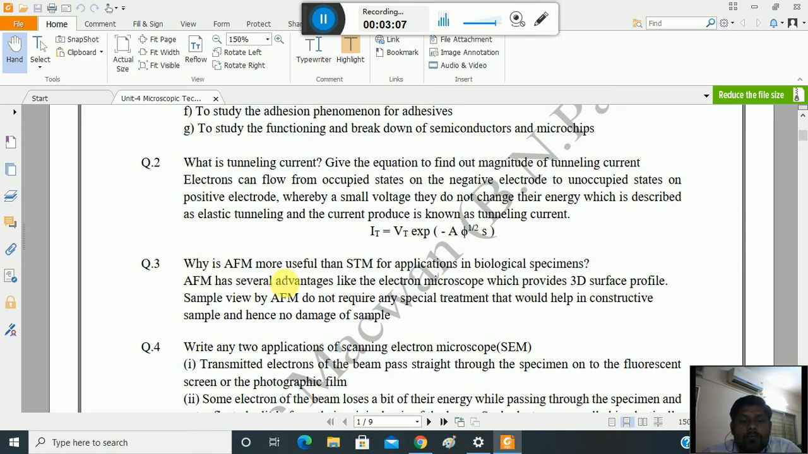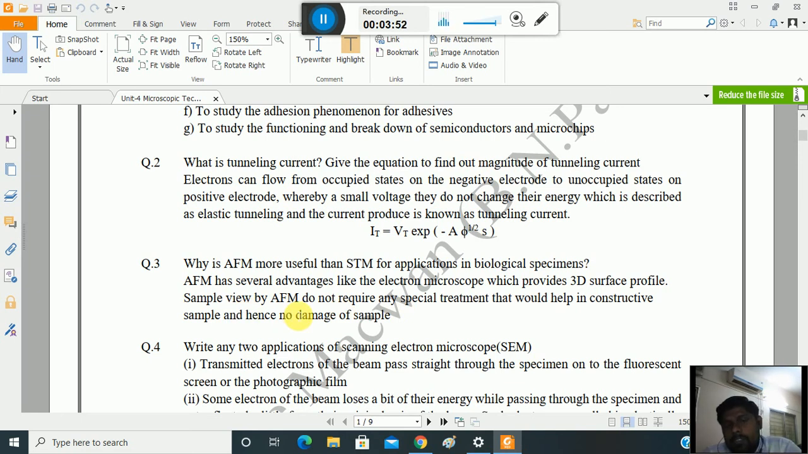Now, why is AFM more useful than STM for application in biological specimens? The reason is that AFM has several advantages, like the electron microscope, and it provides a 3D surface profile. A sample viewed by AFM does not require any special treatment, which helps keep the sample constructive, and hence there is no damage to the sample. The sample does not require any special treatment prior to starting the analysis, and it is also helpful in preserving the sample, hence no damage to the samples takes place.